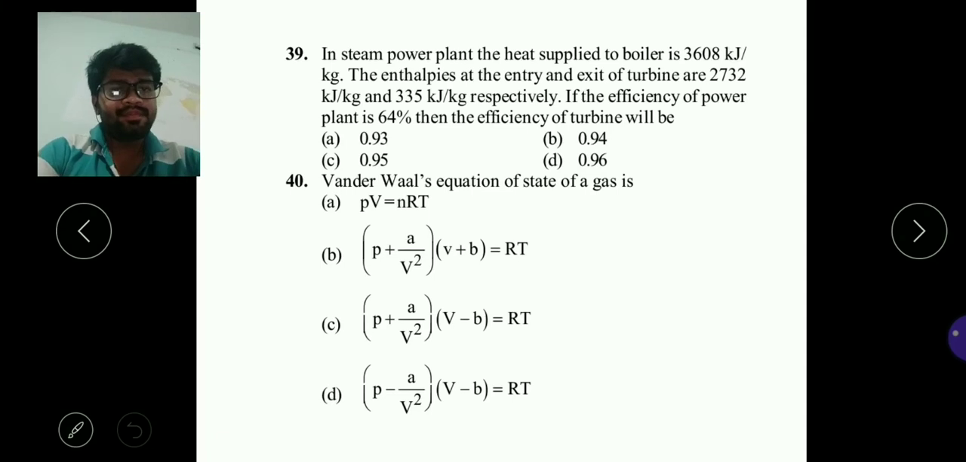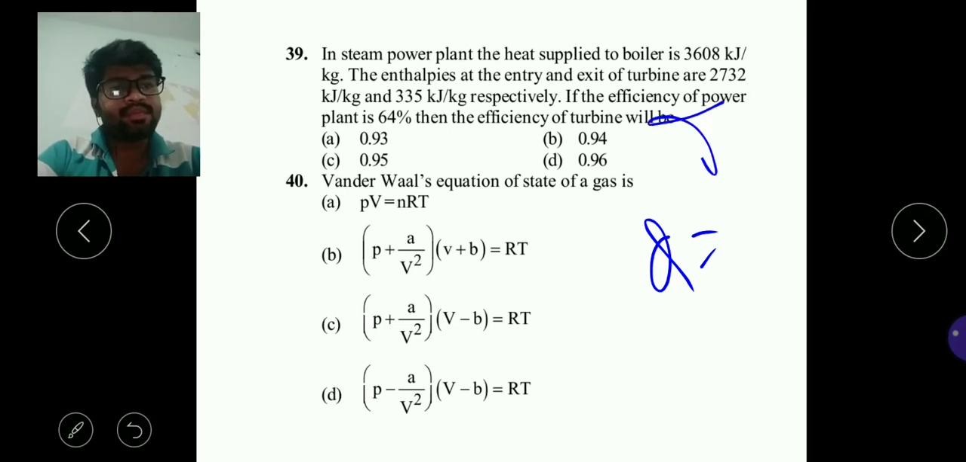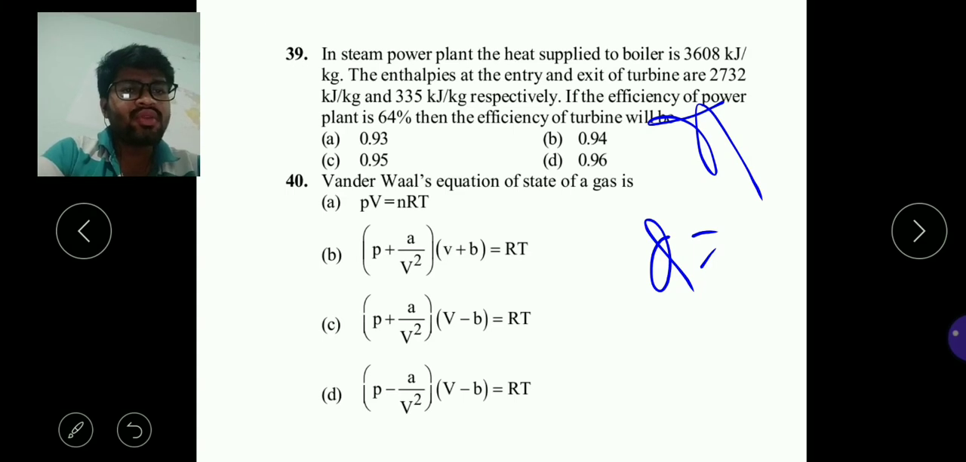Then the next question, 39. In a steam power plant, the heat supplied Q is given as 3608 kilojoule per kg, and the enthalpies at the entry and exit are given: at the entry 2732 kilojoule per kg, and at exit 335 kilojoule per kg respectively. The efficiency of the power plant is also given, eta is 0.64, and the efficiency of the turbine we need to find out.